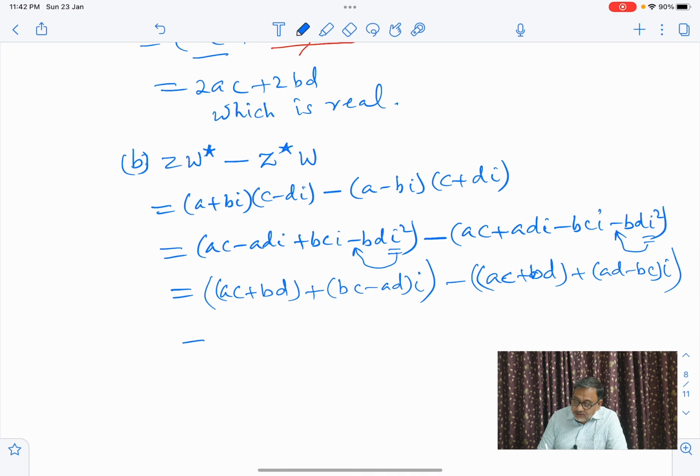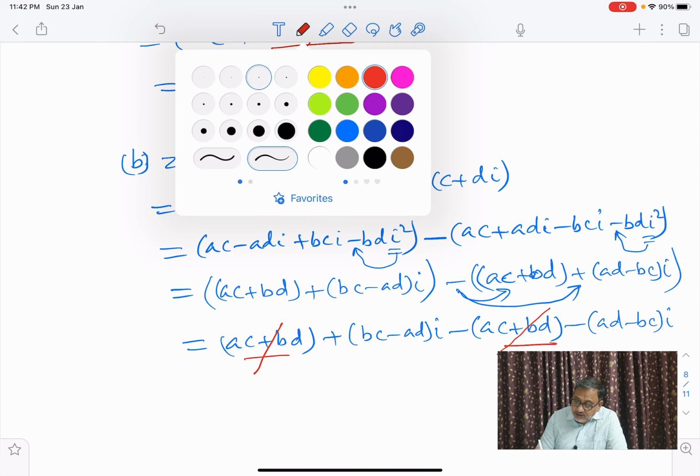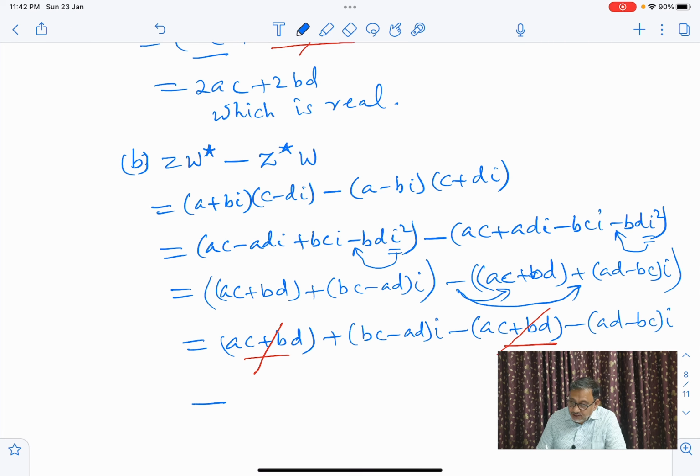Now look here, I will open it with minus sign, so AC plus BD plus BC minus ADi. Now this will be minus this first bracket and second bracket will also be minus. So look here, this and this are opposite of each other, they will get cancelled. Then we are left with BC.